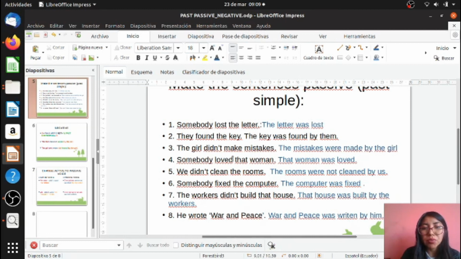In the case of the regular verbs, en el caso de los verbos regulares, es decir, cuando un verbo tiene ed, we are going to use the same. Vamos a utilizar la misma forma en el pasado simple y en el pasado participio. Okay, in irregular verbs, that is when it is going to change. En los verbos irregulares es cuando nos va a cambiar. Wrote, written.